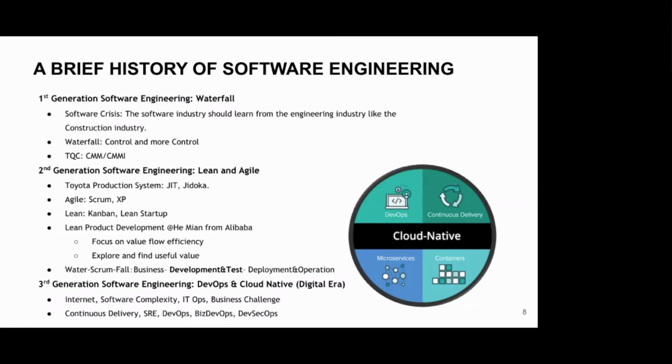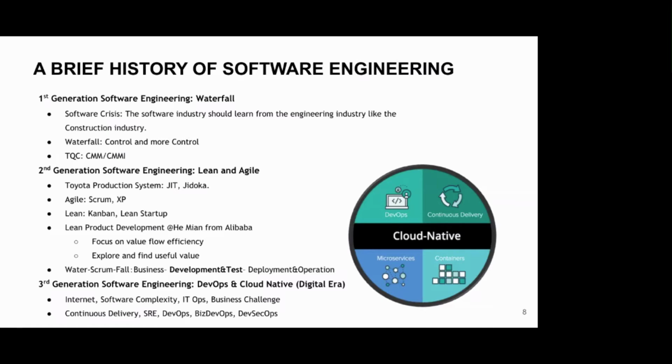But we noticed that it is not easy to control the software life cycle because it is always changing. Requirements are changing, people are changing, technology is changing. So we moved to the second generation of software engineering. In this situation, the typical method is what we call Lean and Agile.